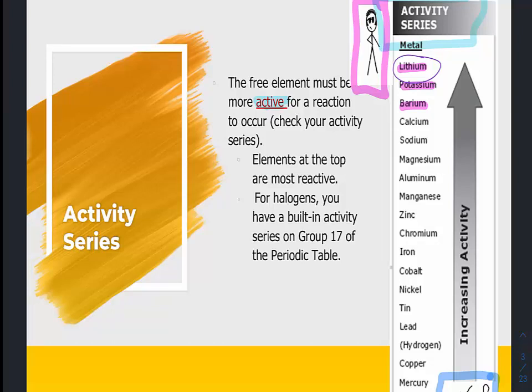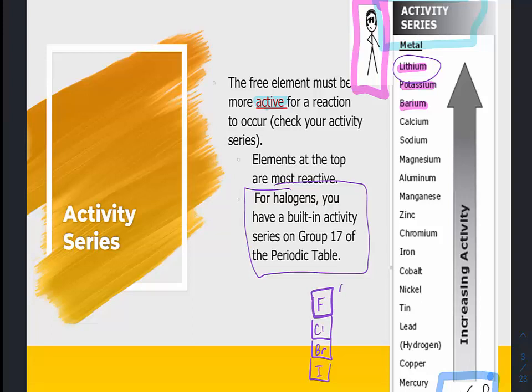The other possibility that we will have is the halogens can also trade places with each other. Now, group 17 of the periodic table is the halogens. If you look at your periodic table, you'll see that there's fluorine, chlorine, and then bromine, and then iodine. That is what we would call the activity series of the halogens.